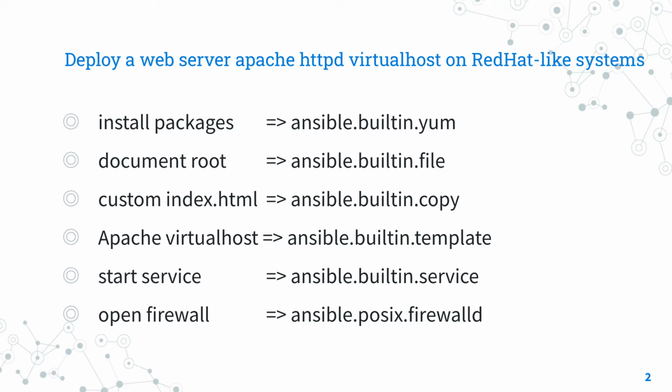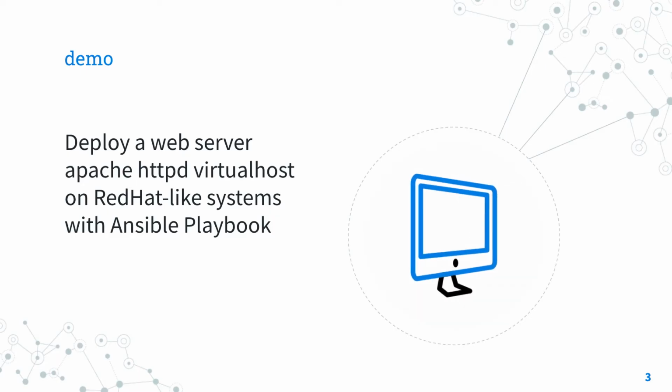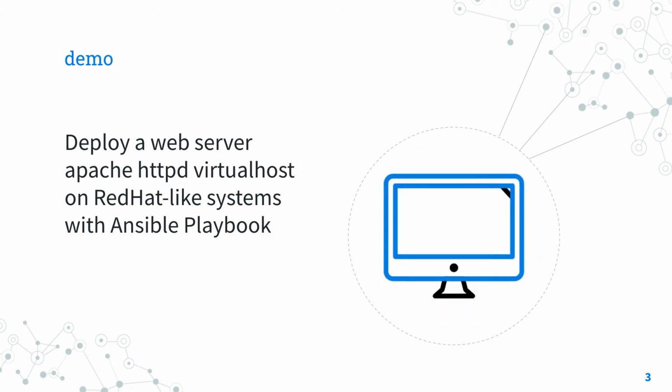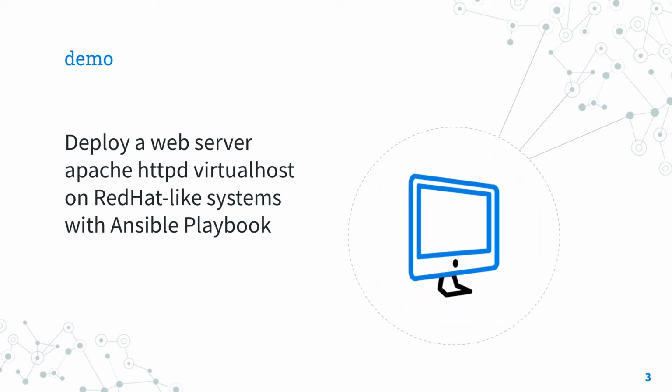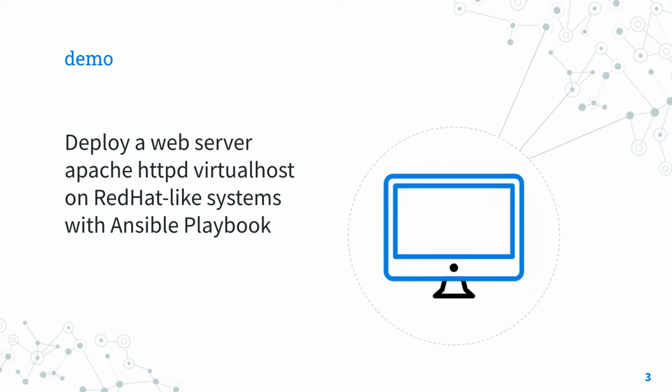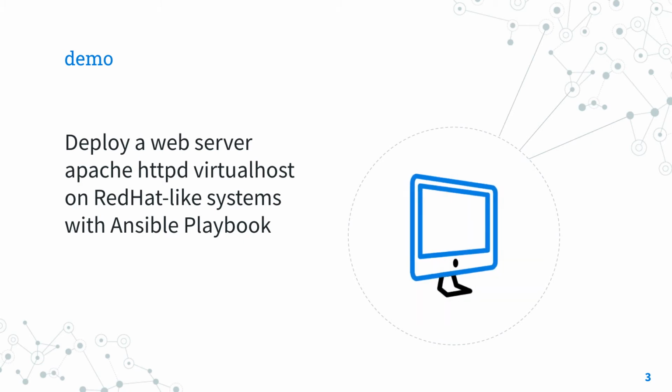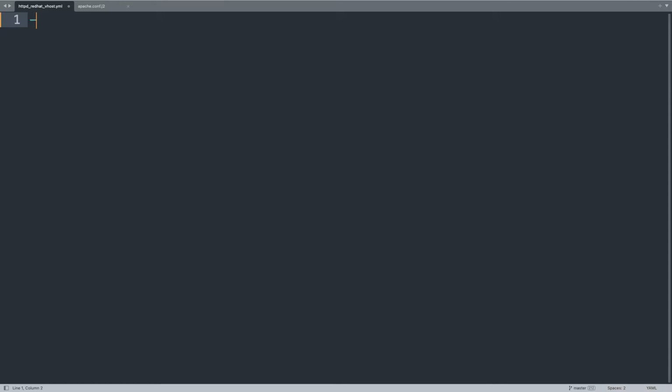Sounds so complicated? Let's deep dive on code in a small demo about how to deploy a web server Apache HTTPD on RedHat-like system with Ansible playbook. Are you ready? Let's have fun! Welcome to my editor. I will explain line by line a simple Ansible playbook for this Apache virtualhost on Red Hat system.